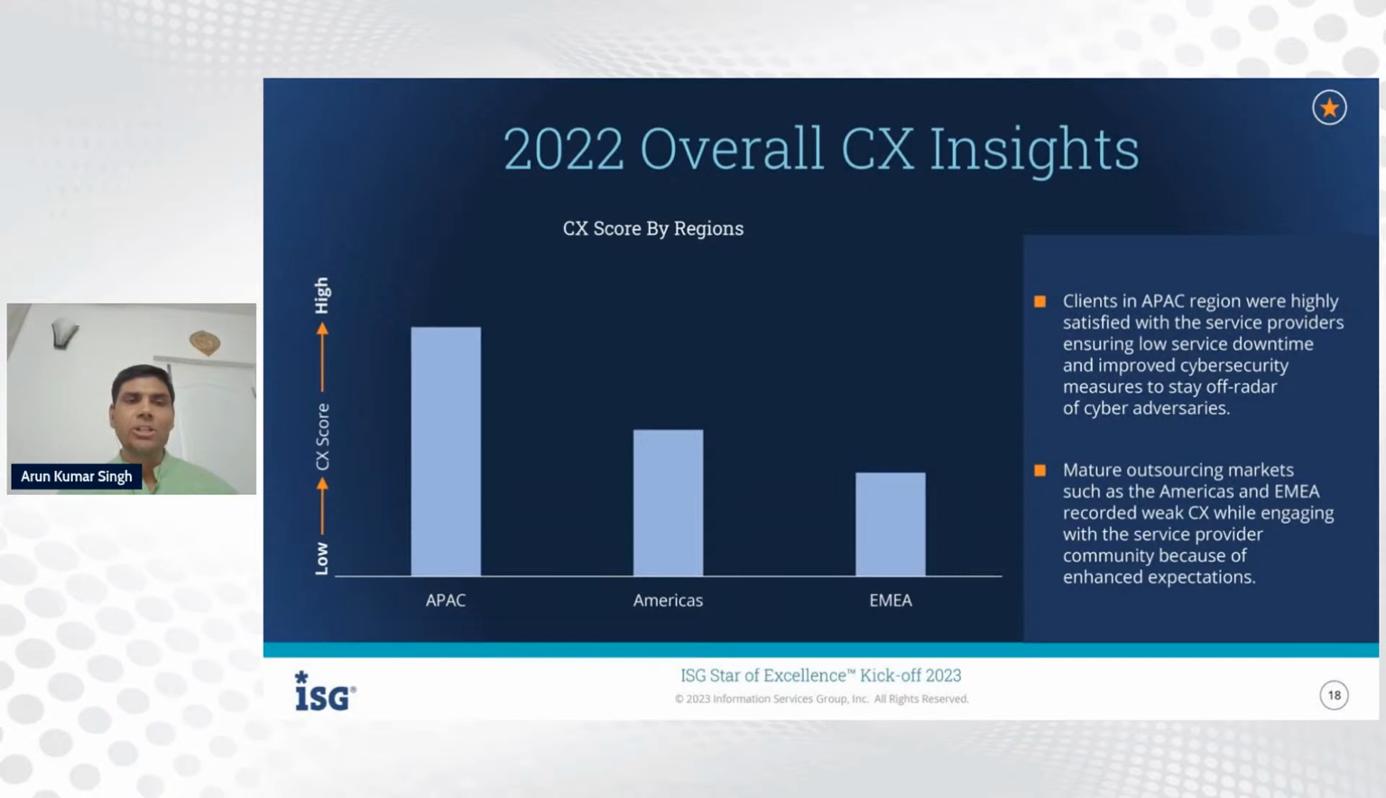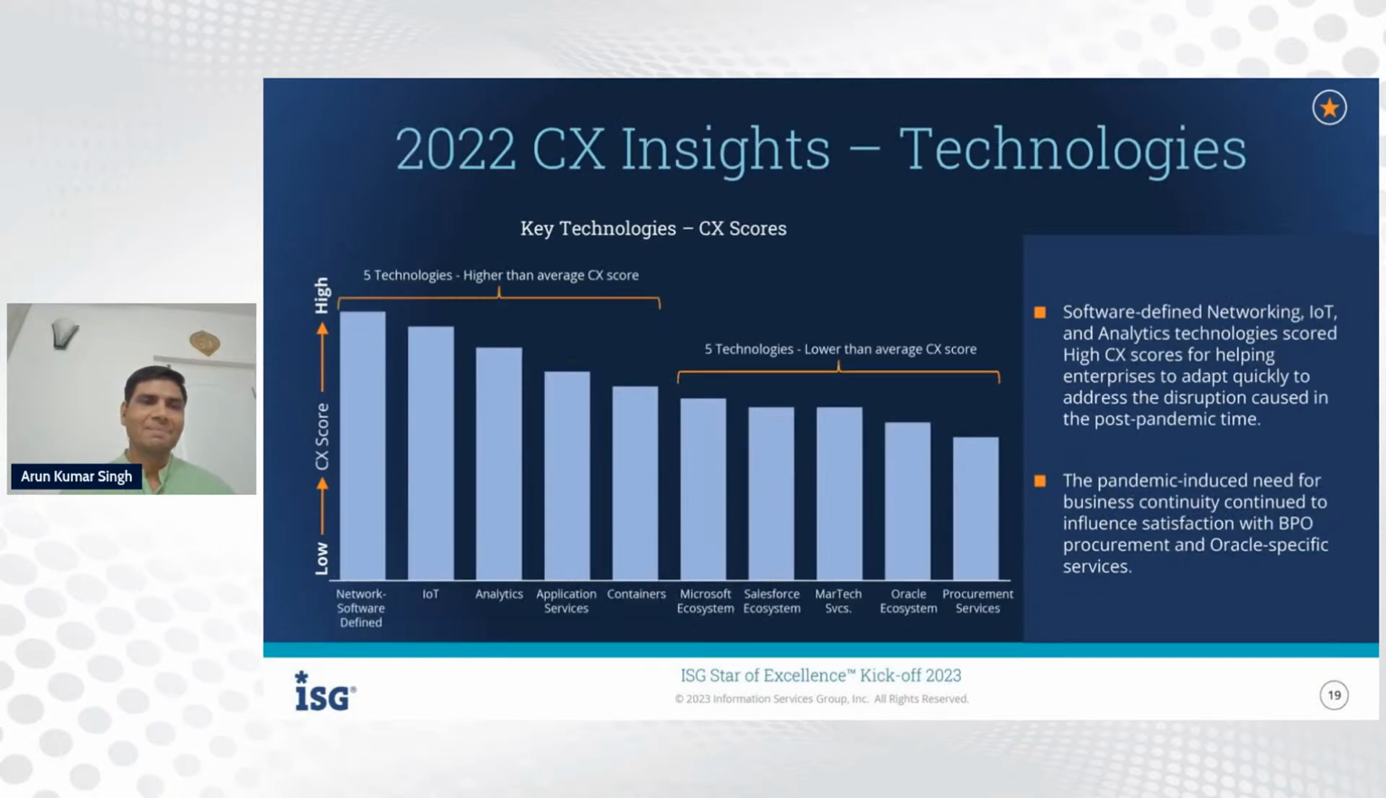Moving to matured economies, the Americas and EMEA regions saw weaker CX scores, where enterprises are expecting you to enhance your continuous service improvement capabilities to deliver innovation and help them in finding specific talent and skill sets to address the changing business needs. Next slide, please.